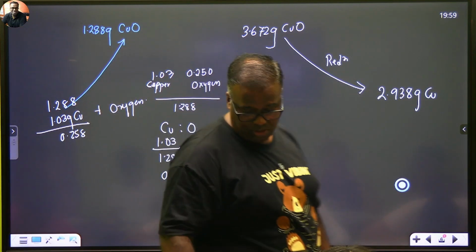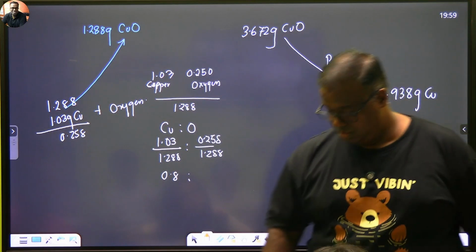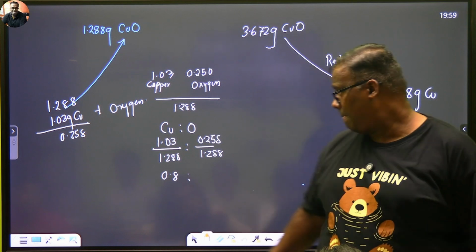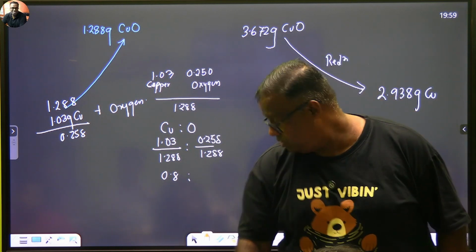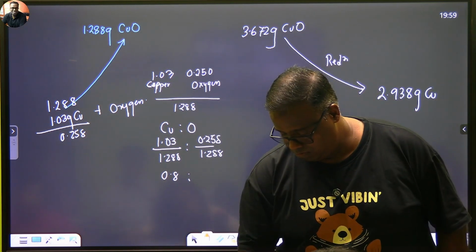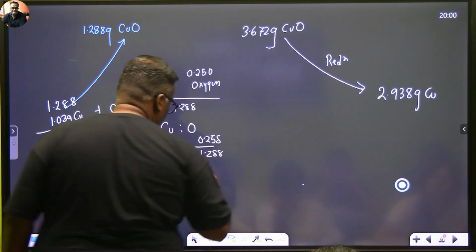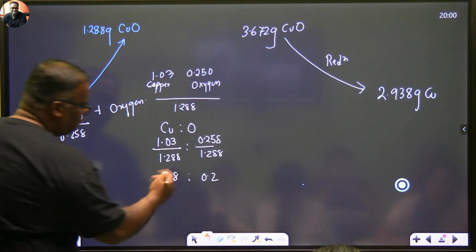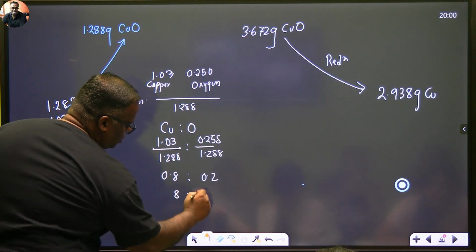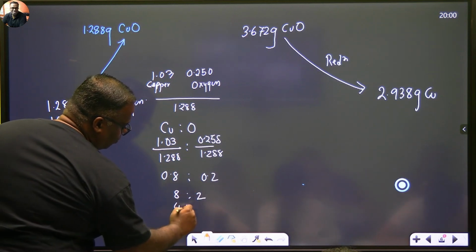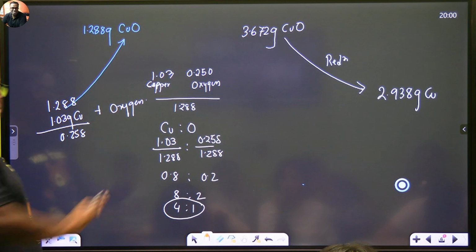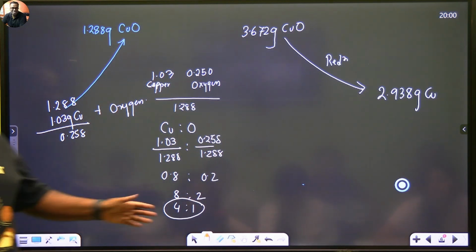0.8 is to, and let's see this side. How much is it? 0.258. And this side is how much divided by 1.288. So this side we are getting 0.2. So if I multiply both by 10, the ratio is 8 is to 2, which is roughly 4 is to 1. ये चीज समझ में आया? We can multiply by 10, 4 is to 1.